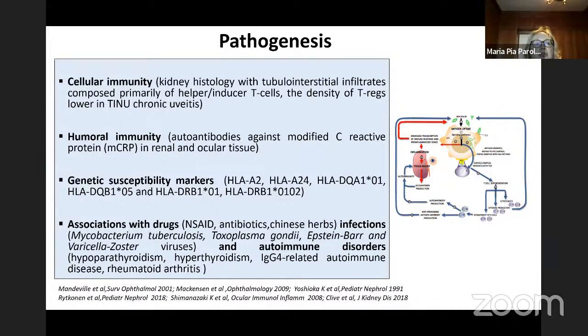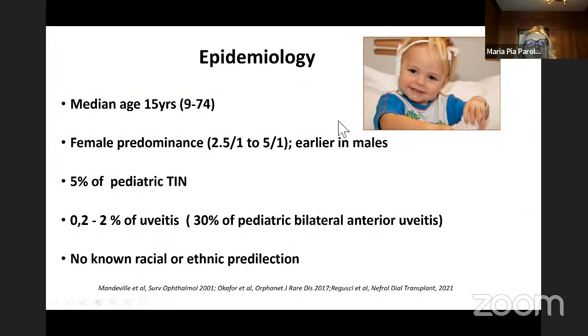And there seems to be a strong association with several HLA antigens. Moreover, some few cases of TINU have been reported after using drugs, after infections, and during several autoimmune disorders. TINU is both a pediatric and a nodal disease with a median age of onset of 15 years. It seems to have a female predominance, more striking in adult disease, with males having an early onset of disease.